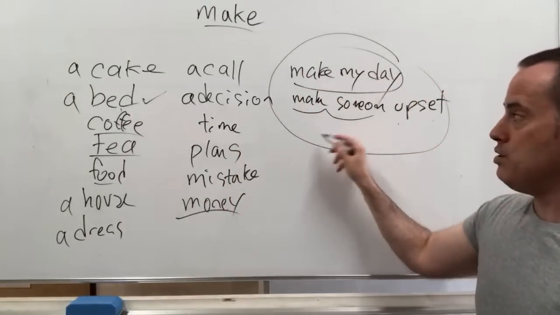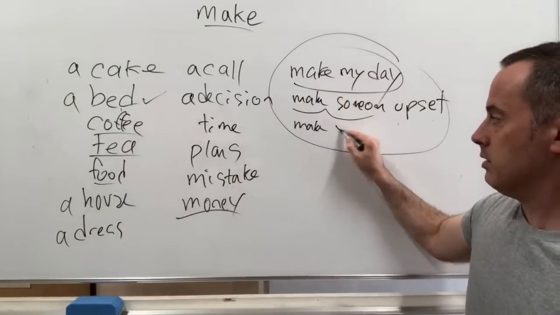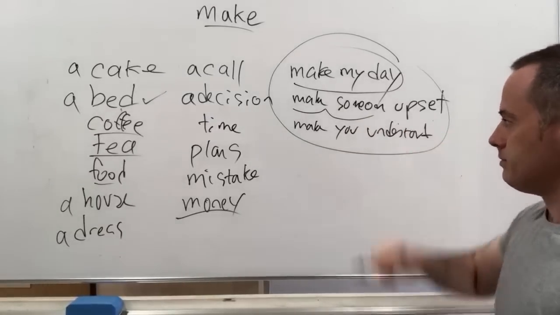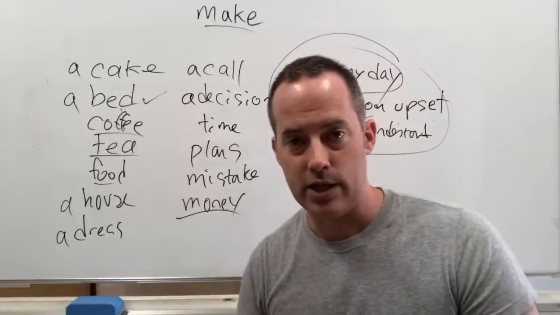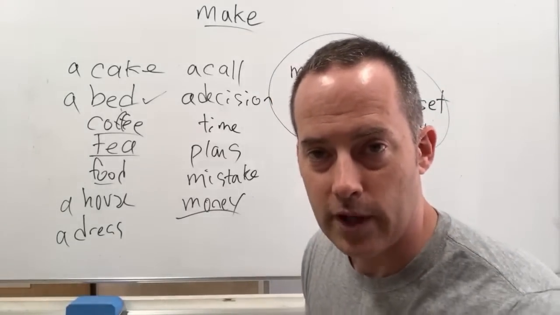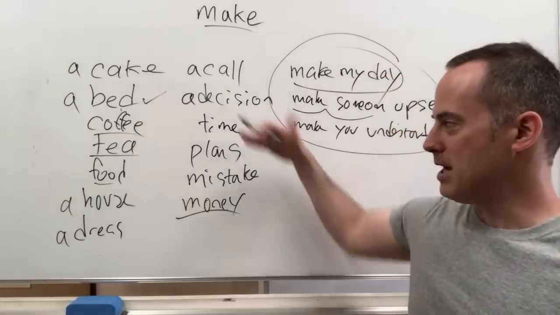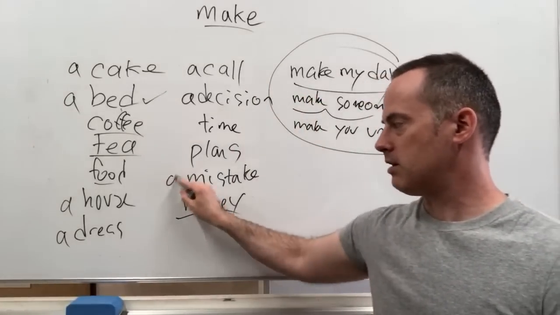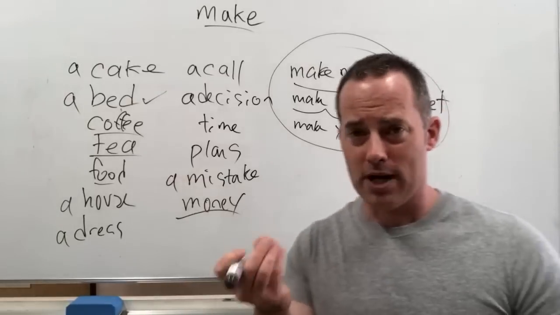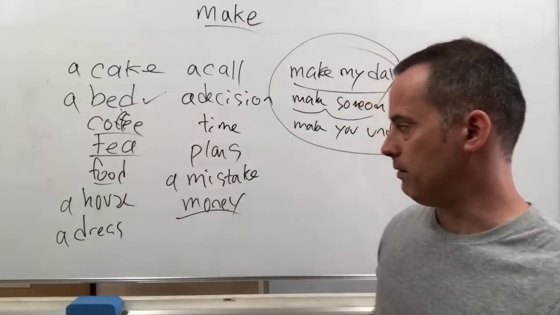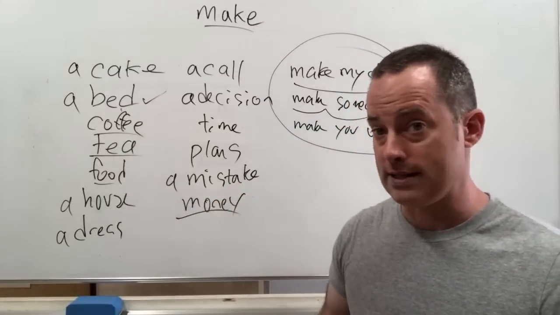So to make you understand. Make you understand. Yeah, food. So we want to make food, make plans, make time, make a mistake, or make money. So you can't count money, but you can count dollars or yen or whatever you're counting, the different currency or bills or coins, that kind of thing.